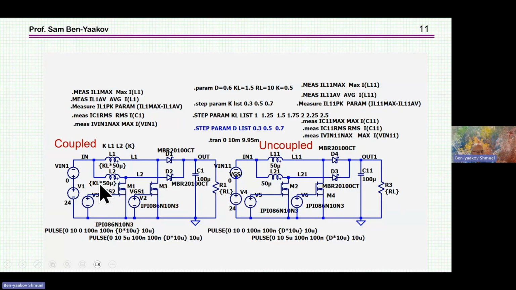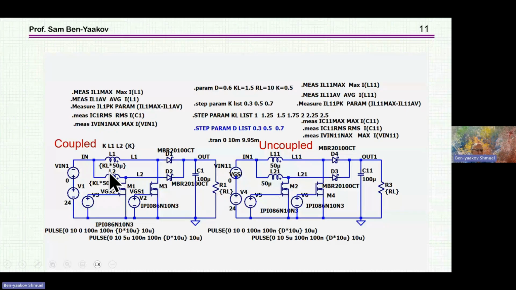Now, as it turns out, to get the same ripple in the inductor here and here, and this would be my target, to have the same ripple in the two cases, I can define a different target, but this is what I'm defining here. Then it turns out the inductance that I need here is larger than in the original uncoupled case.